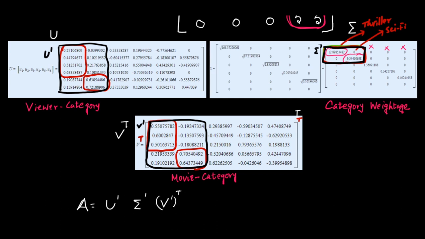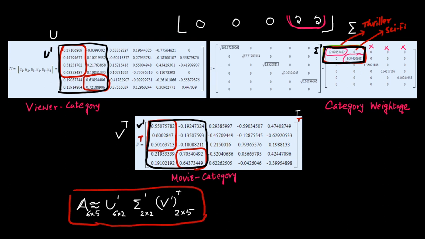What is the order of A? The order of A was 6 by 5. Now, what will be the order of U prime? The order of U prime will be 6 by 2. Sigma prime is 2 by 2. And V prime transpose will be 2 by 5. So as a result, if you multiply, you will get a 6 by 5 matrix, and you will see that this A will be equivalent, not equal, this A will be equivalent to this product also. Just take a pen and paper, or use any software or MATLAB programming, you can find out the product of these three matrices. You can see that A will be equivalent to these three matrices.